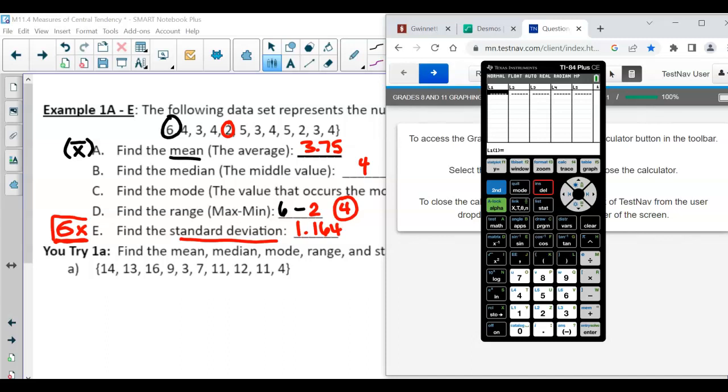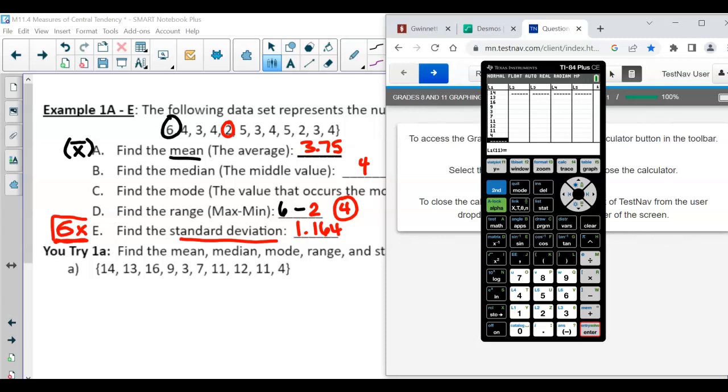And here we go. So now again, we go to stat, edit, so enter, and then here's our list one. So 14, and you should have had 10 numbers here.